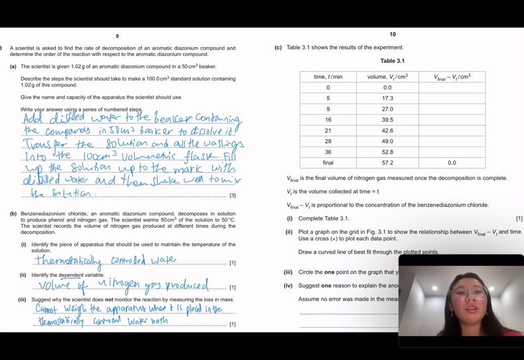And yeah, all right. Next, fill up the solution to the mark with distilled water and then shake well to mix the solution. So again, what exactly is the mark? Basically, in your volumetric flask, your 100 centimeter cube volumetric flask, they have a mark which indicates that it's a 100 centimeter cube. So you would usually try to fill it with distilled water if it's not filled all the way through, and then you shake it so that the solution is mixed well and not like the top is very dilute and the bottom is more concentrated. We don't want that, so that's why you would want to shake it.